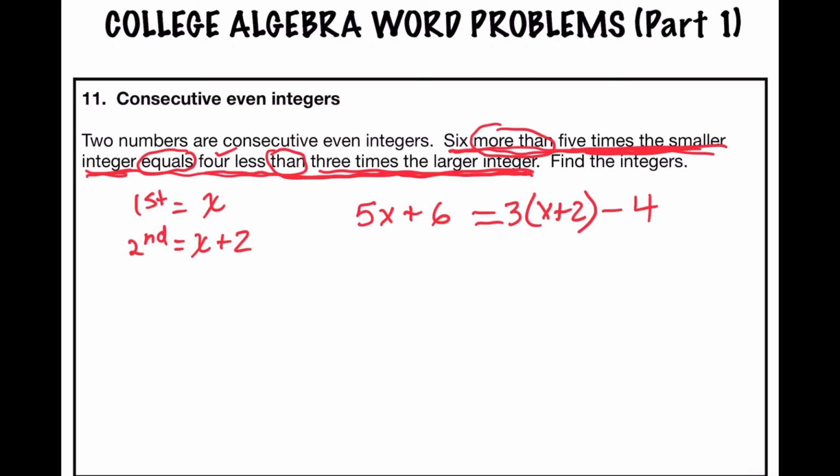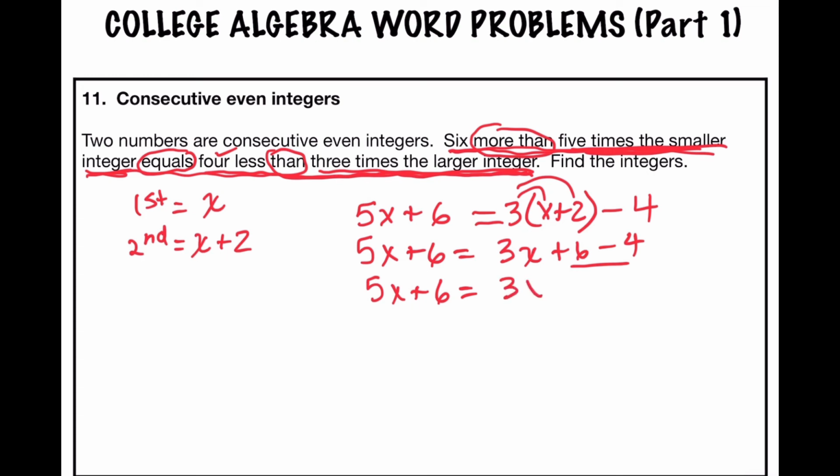And now I can solve. The left side expression is simplified. The right side expression has a distributive property. 3 times x is 3x. 3 times 2 is 6 minus 4. I have one more step to simplify the right side expression. 6 minus 4 is 2, so that would be 3x plus 2.